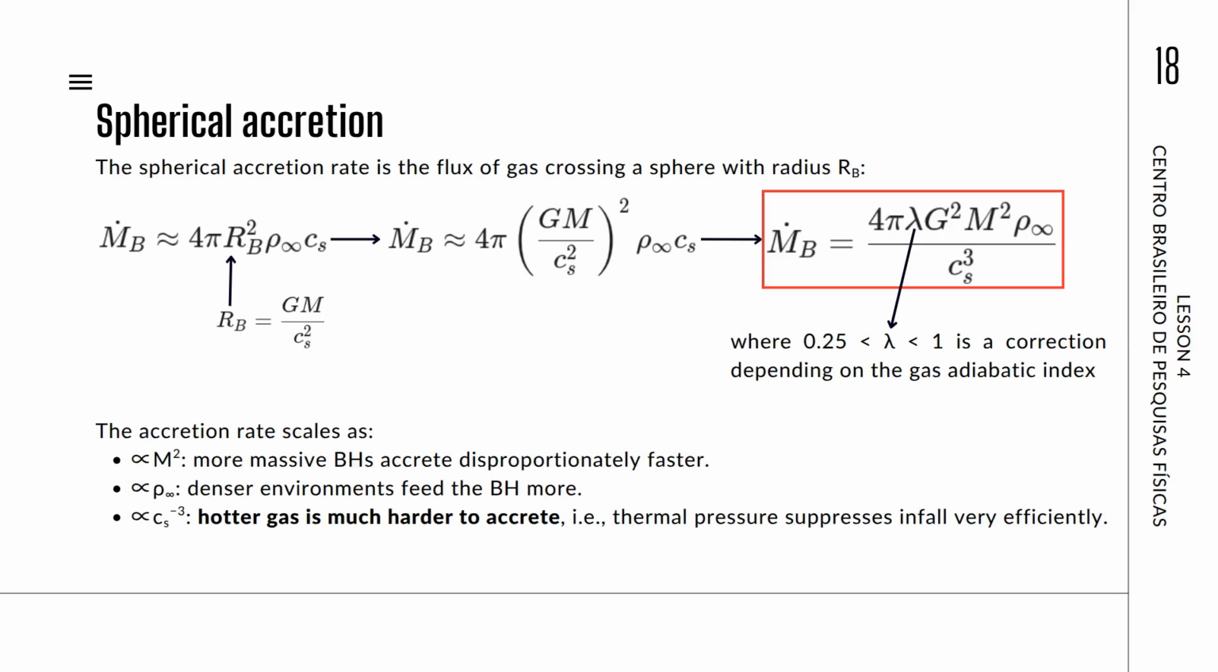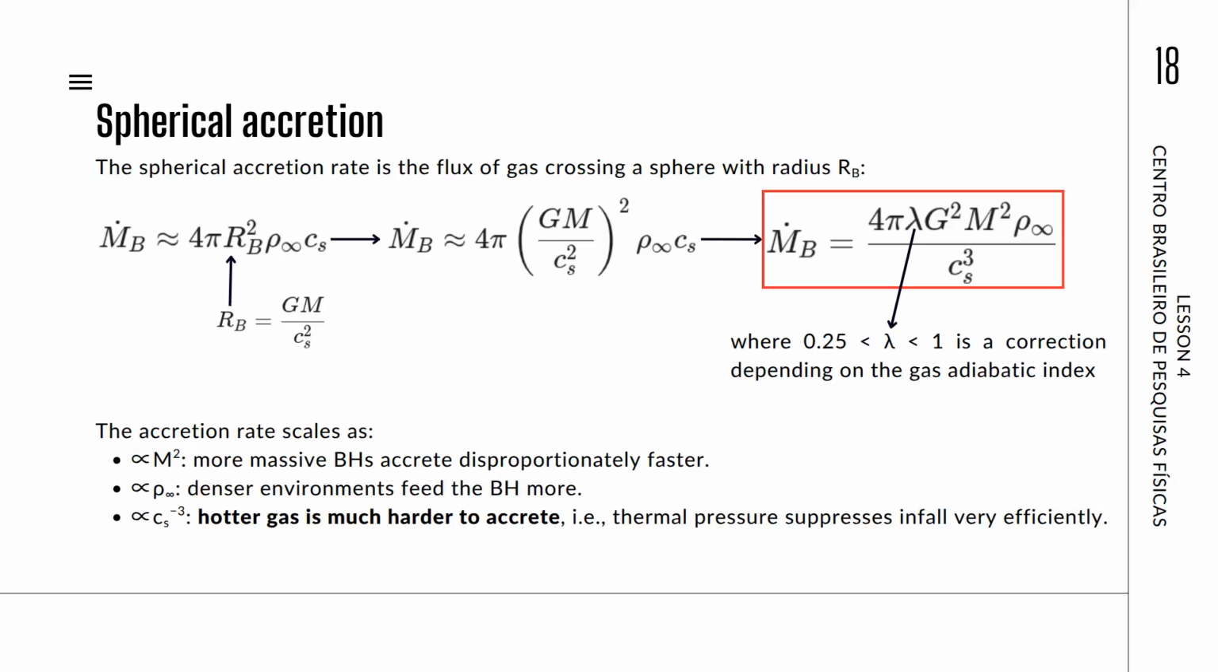Here I put a lambda. This lambda is a correction factor that depends on the adiabatic index of the gas. But even black holes that are not considered active, they are accreting. And the accretion rate is given by that. Okay. And here there are some things which are very interesting.